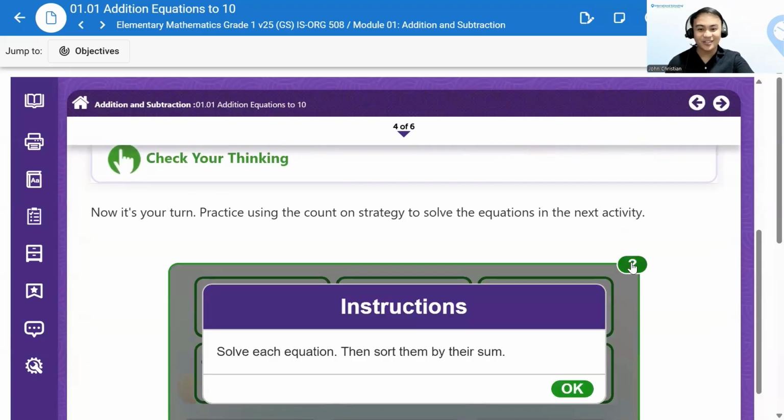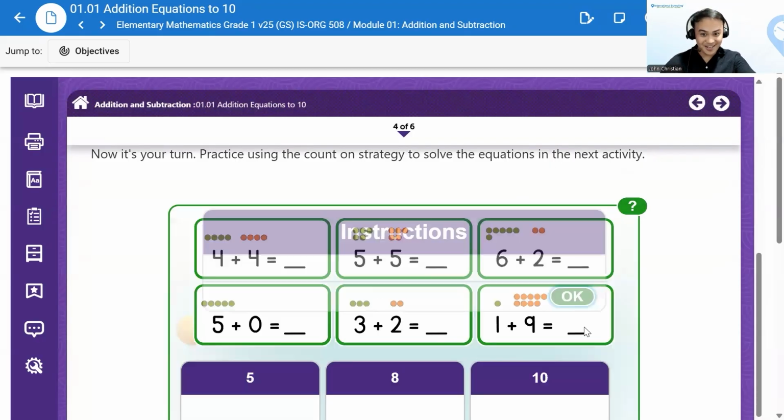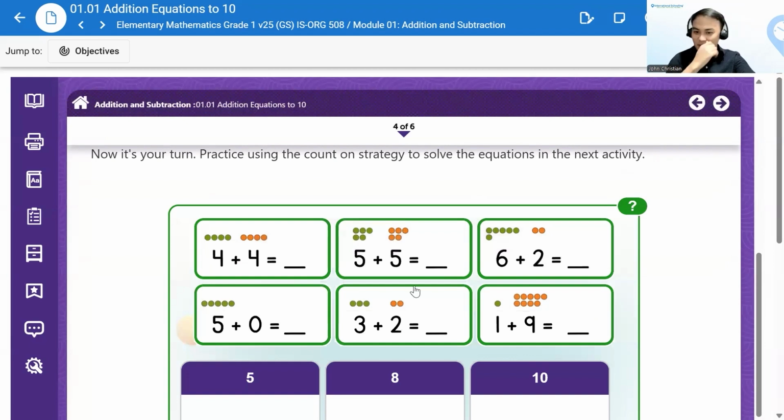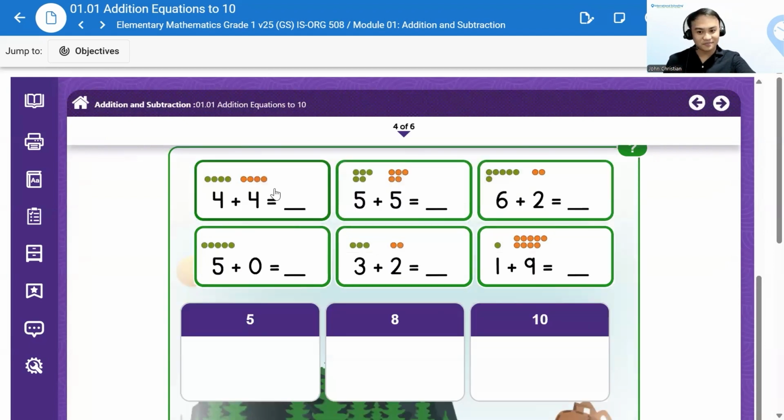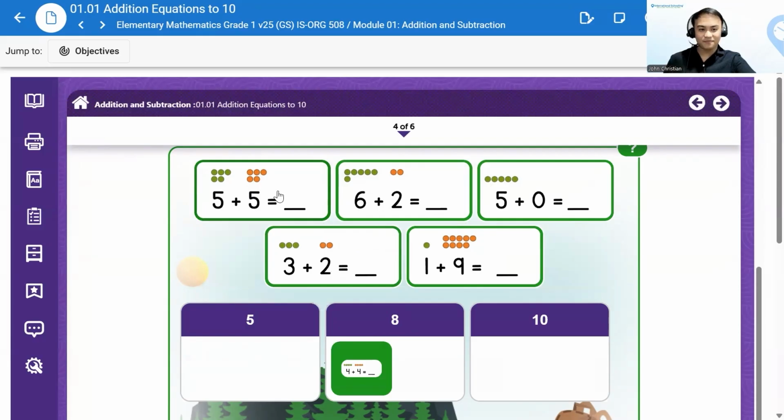Now, it's your turn to practice using the count-on strategy to solve the equations in the next activity. Are you ready? Let's answer this one. What is 4 plus 4? Let's use the count-on strategy. 4, 5, 6, 7, and 8. Very good. How about 5 plus 5? Let's use the count-on strategy. 5, 6, 7, 8, 9, 10.